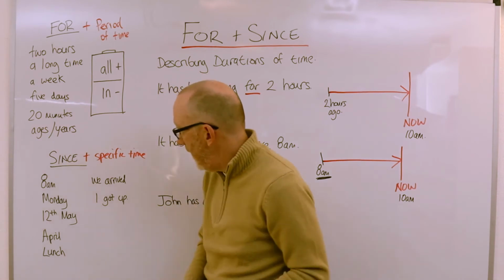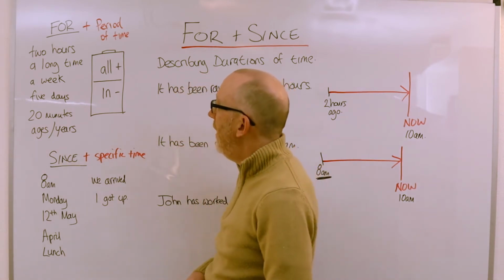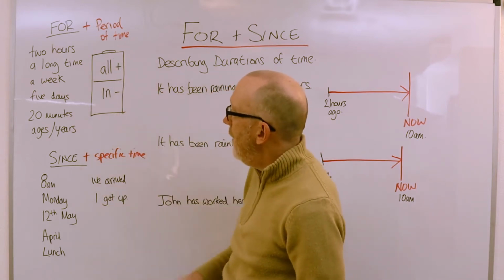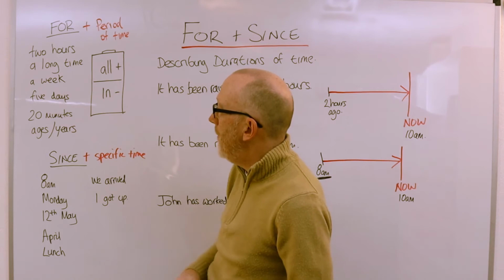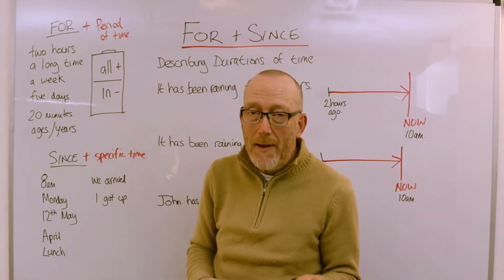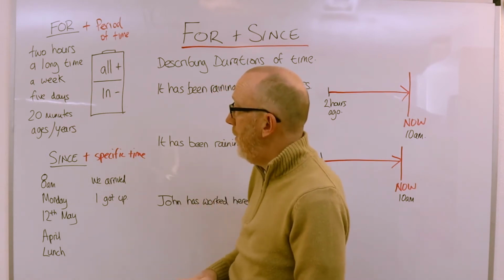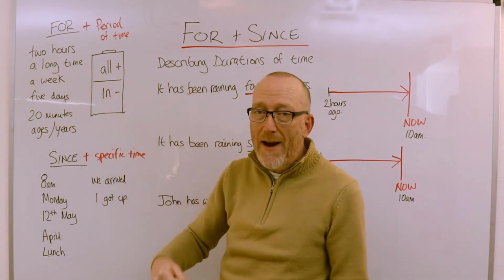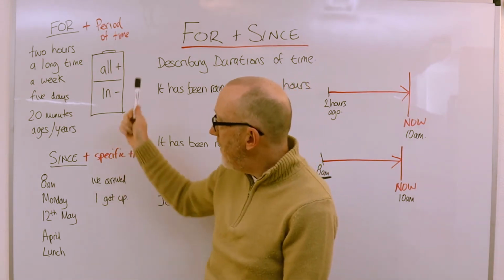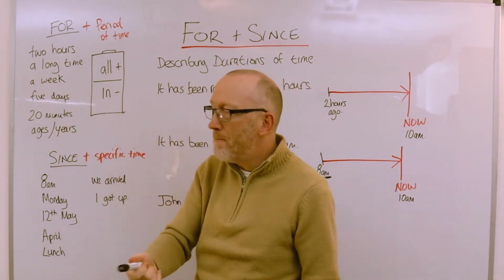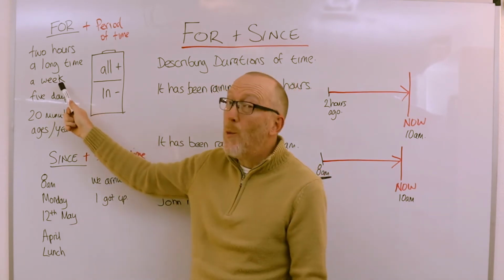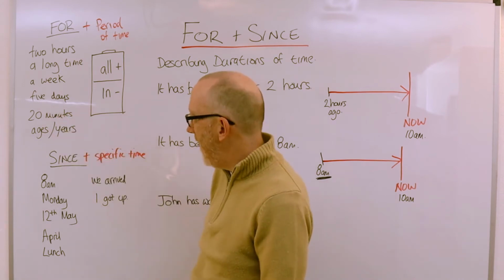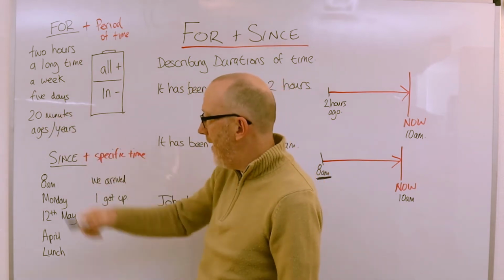Now, let us quickly take a look at some other examples of using for and since. Periods of time can be described in many, many different ways, but here are just some examples. For 2 hours. It has been raining for 2 hours. It has been raining for a long time. It has been raining for a week. It has been raining for 5 days. It has been raining for 20 minutes.